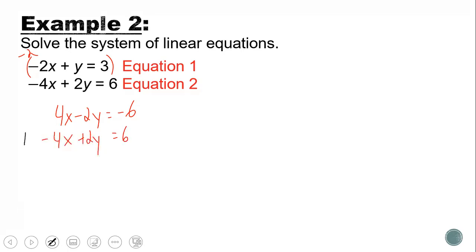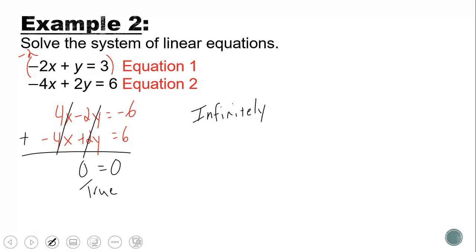Now I could add my two equations together. And if you notice what happens here, both your x's cancel, 4x plus -4x is 0x, and your y's cancel, -2y plus 2y is 0. So you end up getting 0 is equal to, and then on my right-hand side, -6 plus +6 is 0. So your variables all canceled out, and now you're left with a true statement here. So in this particular case, when your variables cancel out, you know you're going to have a special case. In this case, our answer is infinitely many solutions or all real numbers.